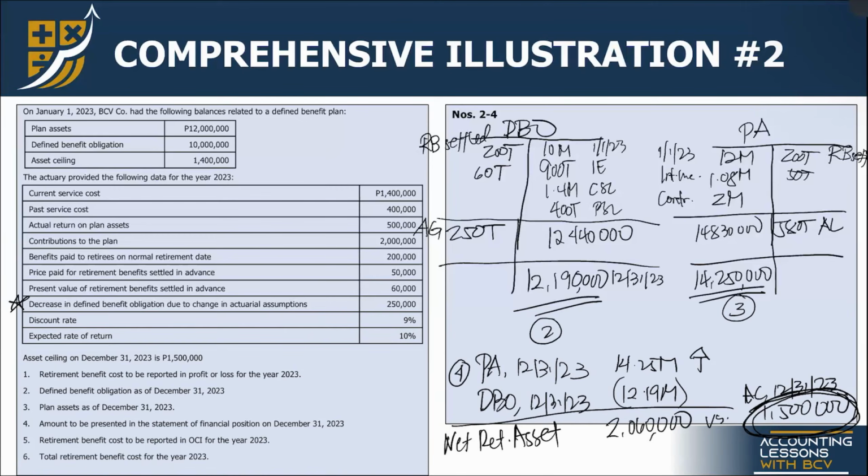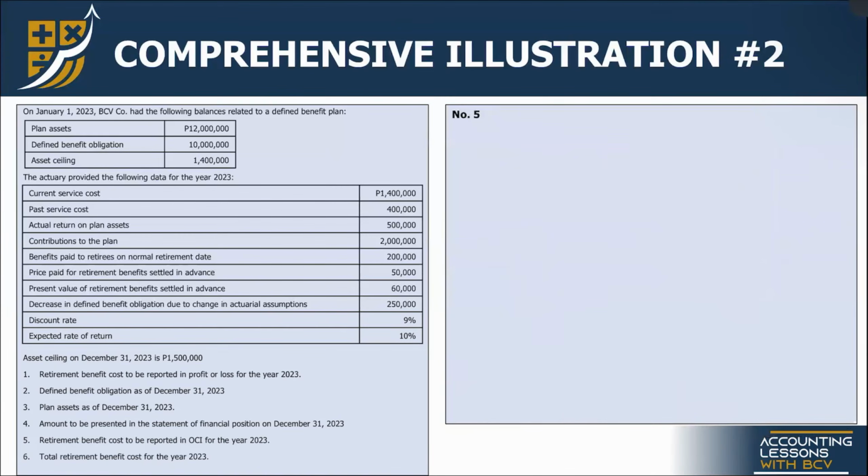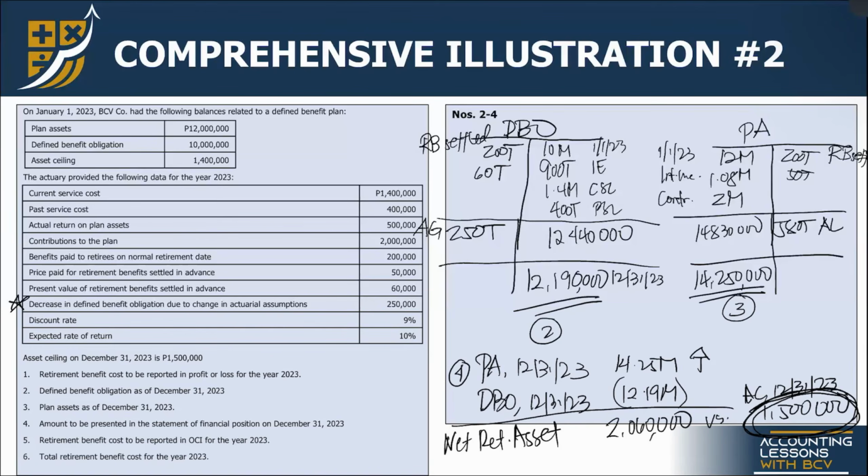Ayan. Next. What about the effect on asset ceiling? Doon tayo sa next slide natin for number 5. So tandaan nyo balik tayo. Tandaan nyo magkano na yung difference? Since kapag mas mababa si asset ceiling, meron ulit tayong effect on asset ceiling. How much is the difference between these two? 560,000. Yan, tandaan natin yan, no?